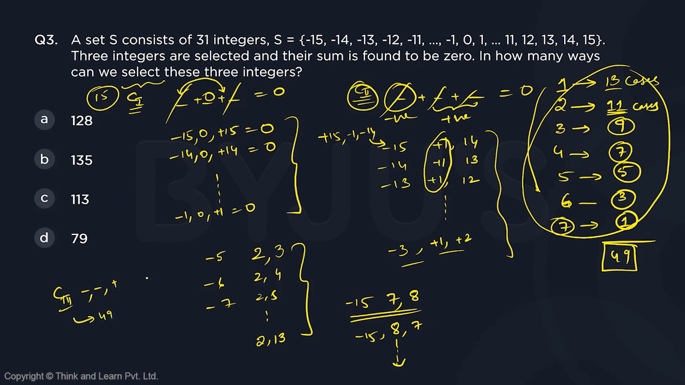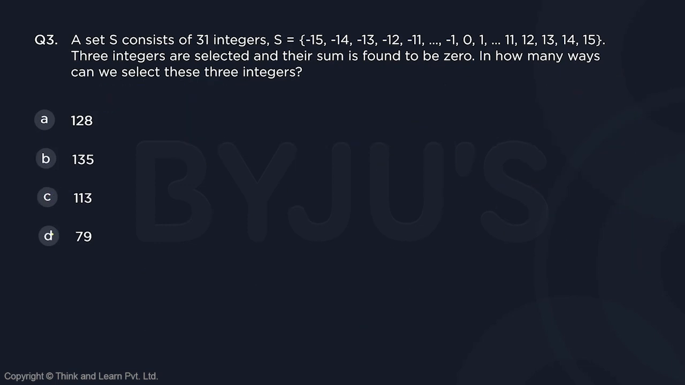So your answer is case number 1, 15, plus 49 and 49. So 15 plus 49 plus 49 is 113. That is option C, your correct answer, right? Let's move on.